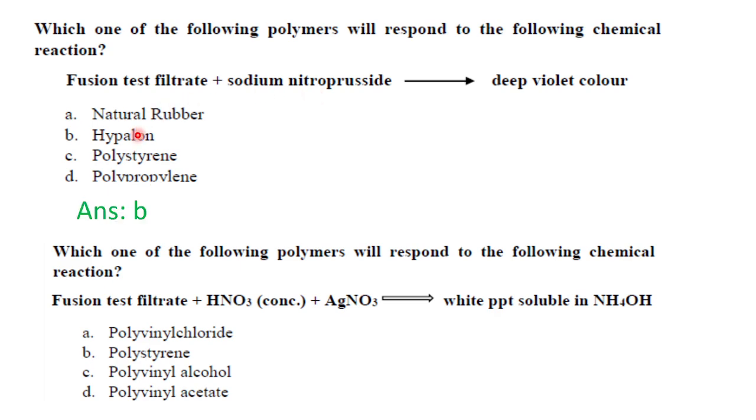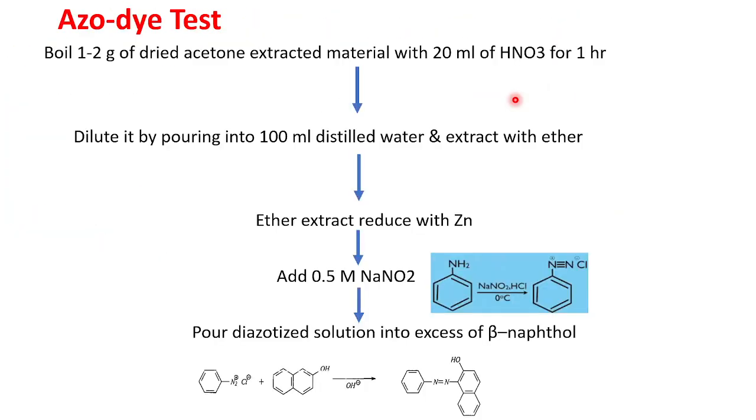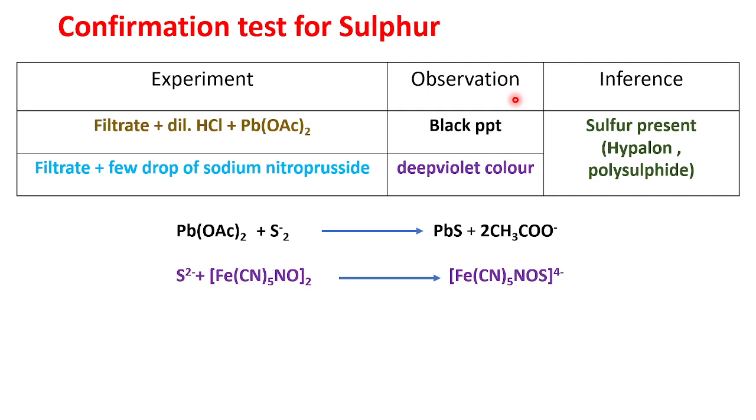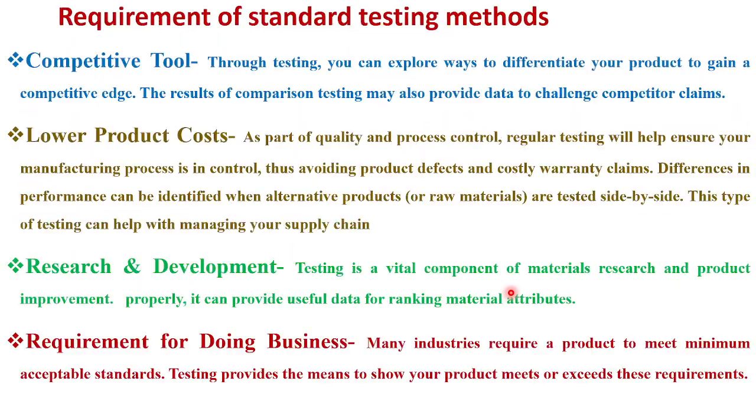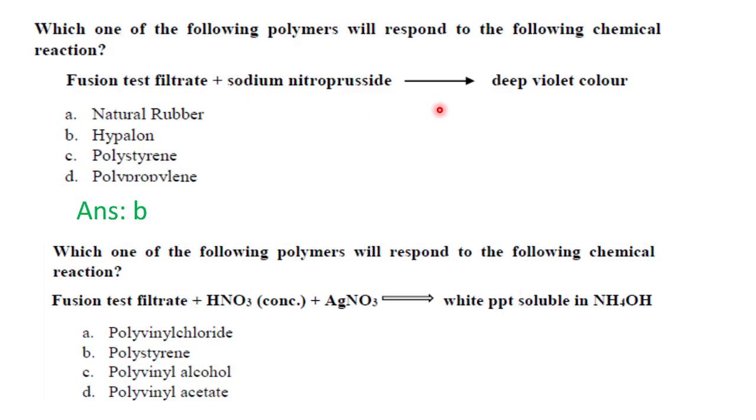So the answer is Hypalon. Because of the presence of sulfur, it will react with the sodium nitroprusside and show a deep violet color. Here, this is the nitroprusside, and when it reacts with S2-, it will form [Fe(CN)5NOS]4-, and it will show a deep violet color. So Hypalon, that is CSM, has sulfur present, that's why it will show a deep violet color.